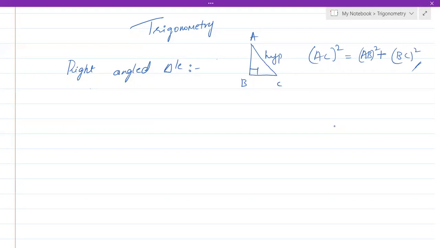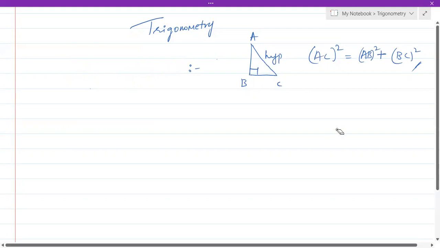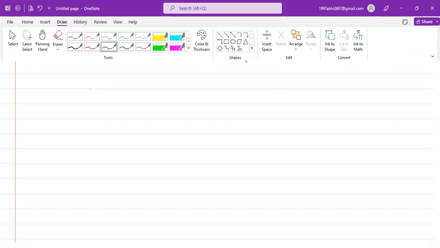Now let's learn the basics. A very important basics. Let's take a right angle triangle.